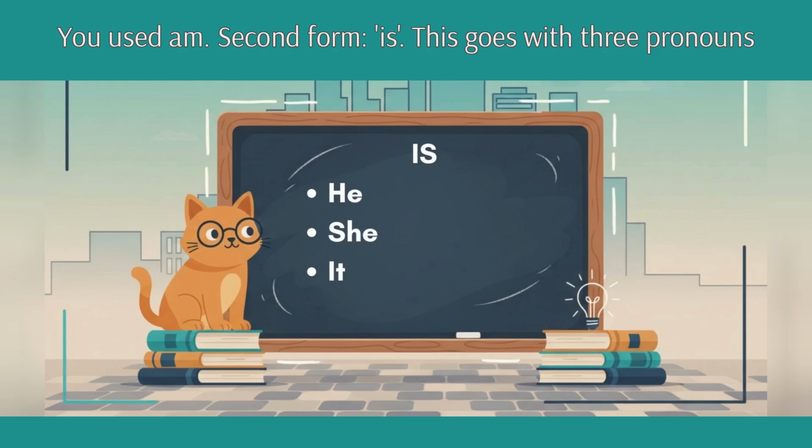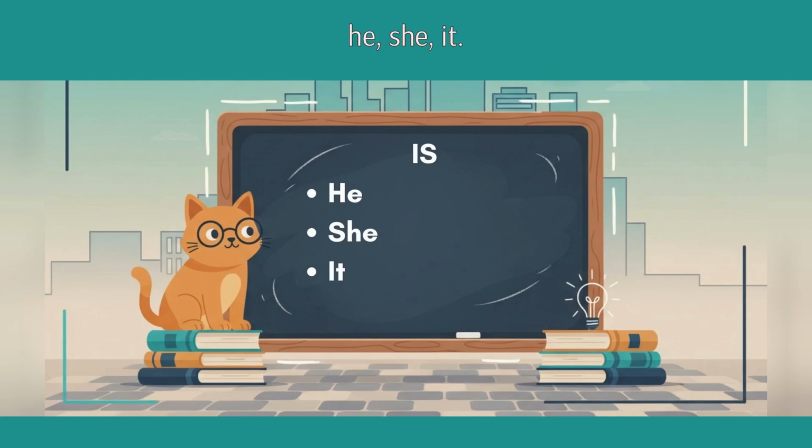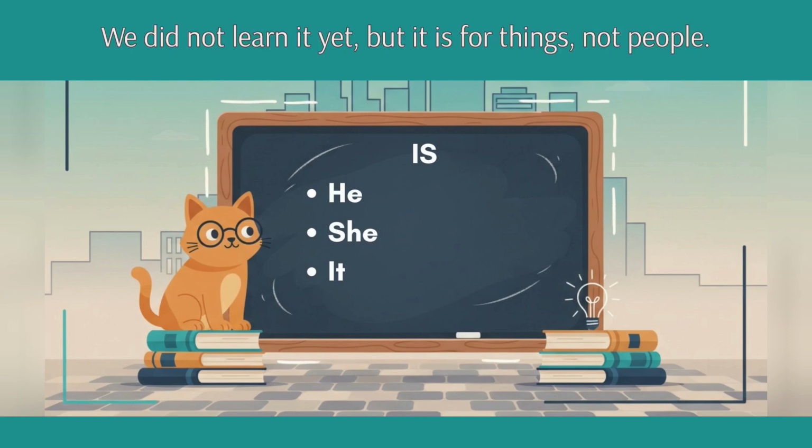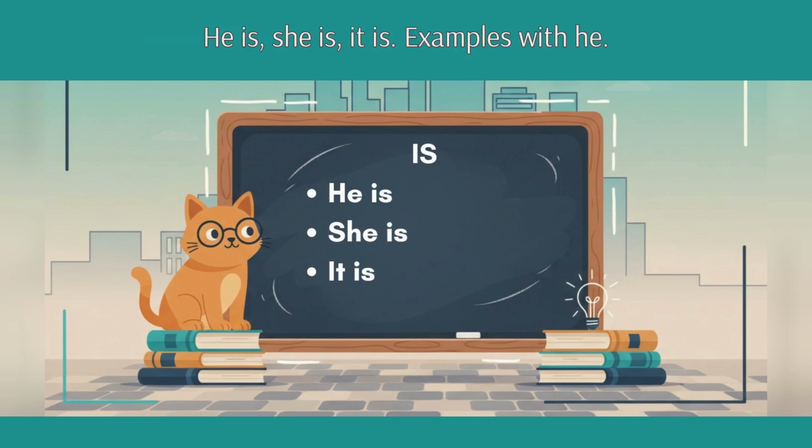Second form, is. This goes with 3 pronouns: he, she, it. We did not learn it yet, but it is for things, not people. Repeat after me. He is. She is. It is.